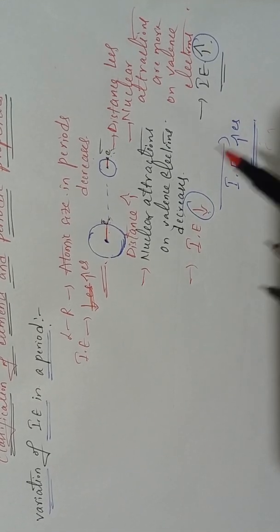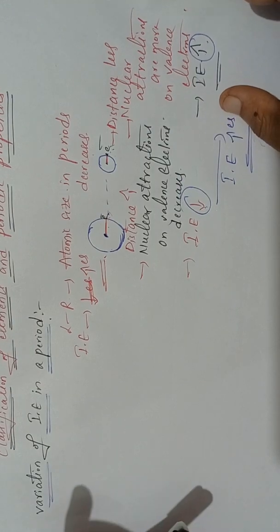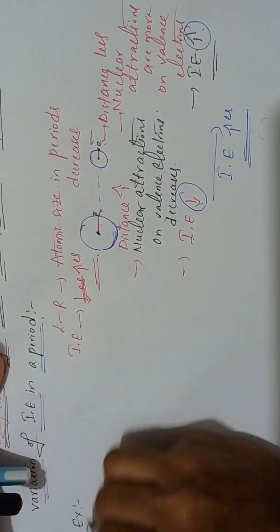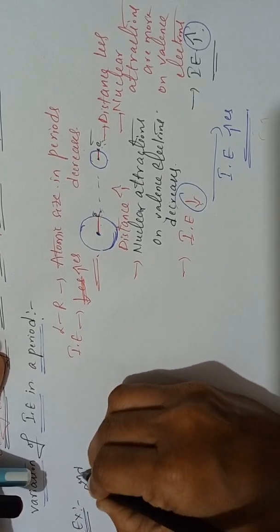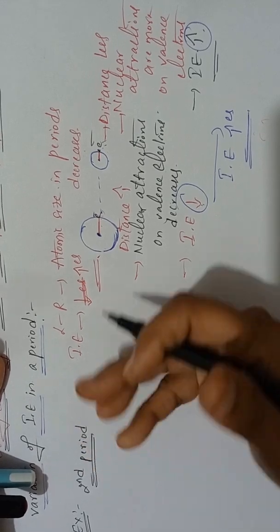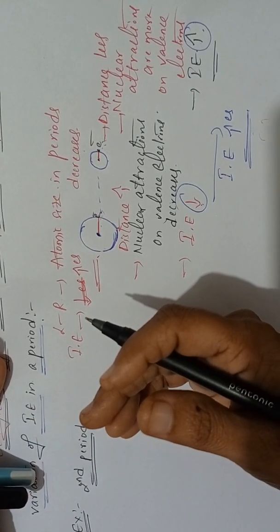Now I am taking one example, students. Second period elements I am taking. Okay? Now see, students, the example is second period elements. What are the second period elements? Second period elements: lithium, beryllium, boron, carbon, nitrogen, oxygen, fluorine, neon.